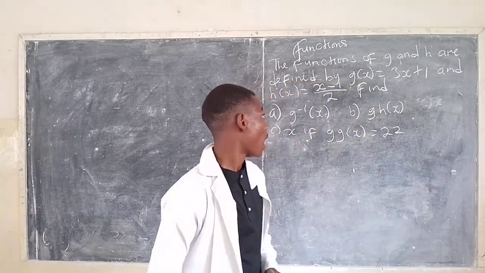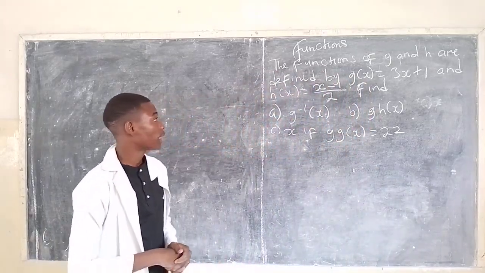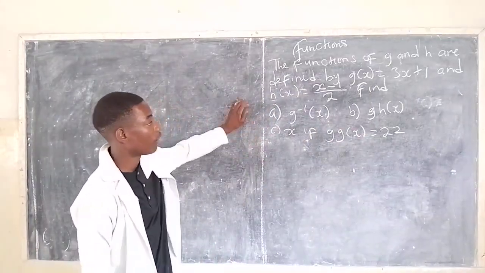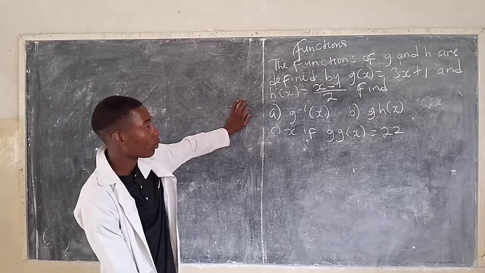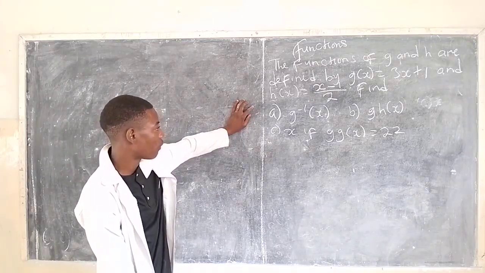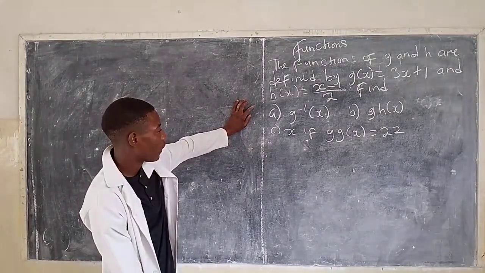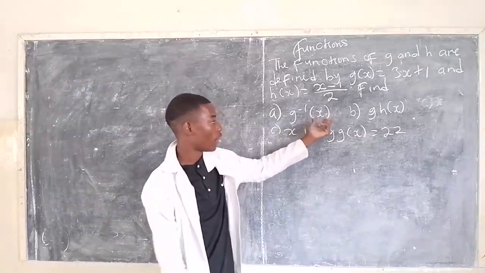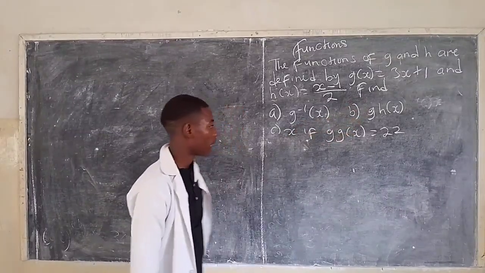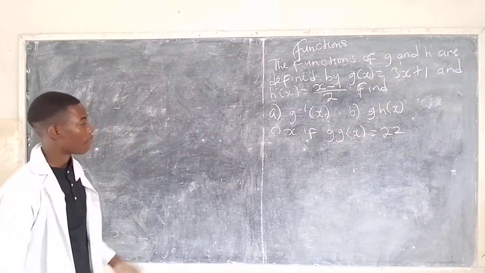Functions is a topic that comes up every year in paper 1. We are asked: the functions g and h are defined by g of x equals 3x plus 1 and h of x equals x minus 1 over 2. Then we are told to find g inverse of x as well as these others. So how are we supposed to find it?